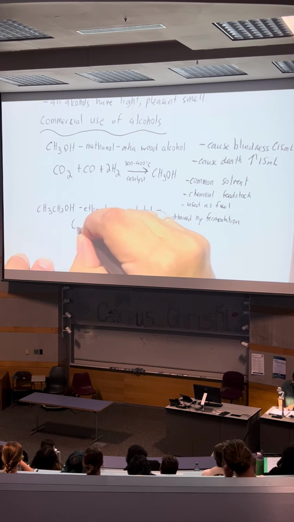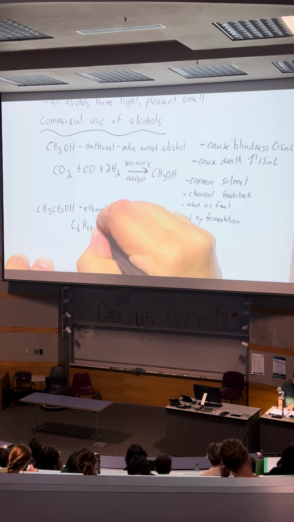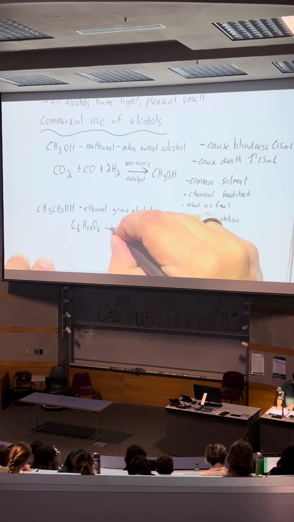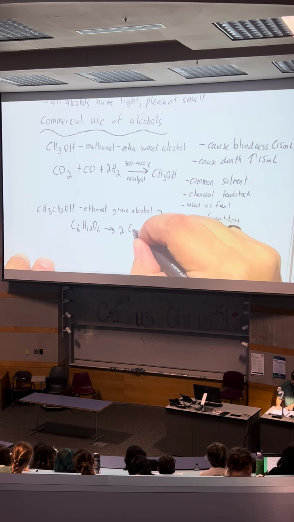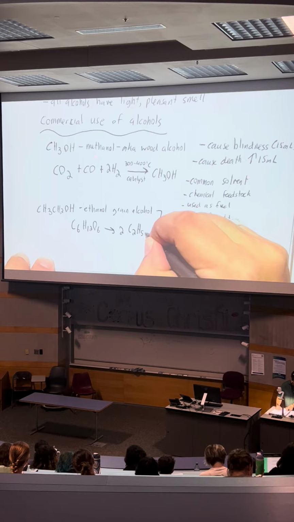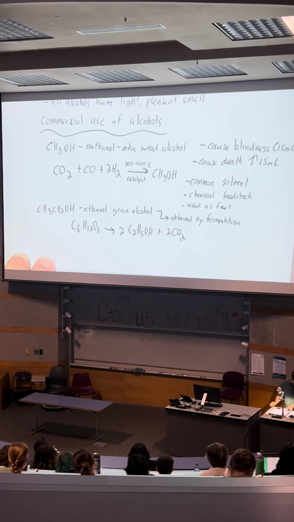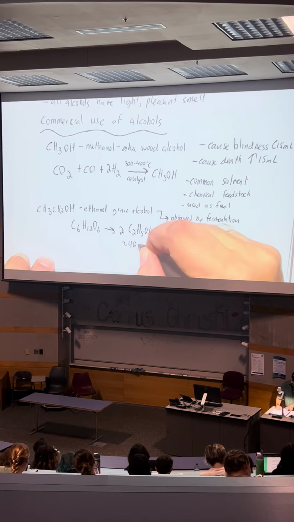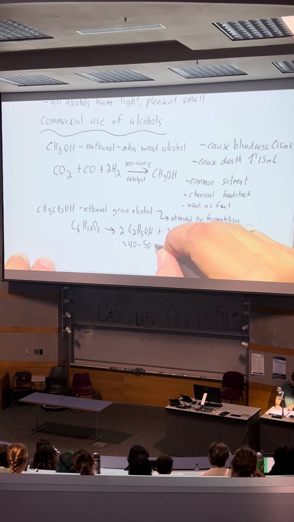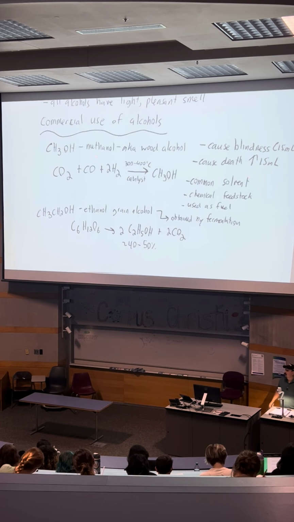But the fermentation process is pretty well known. Right? The idea is that if you've got some sort of sugar, then you can produce 2 molar equivalents of alcohol plus 2 molar equivalents of carbon dioxide. The fermentation process typically produces about 40 to 50% ethanol in the solution that is undergoing fermentation.